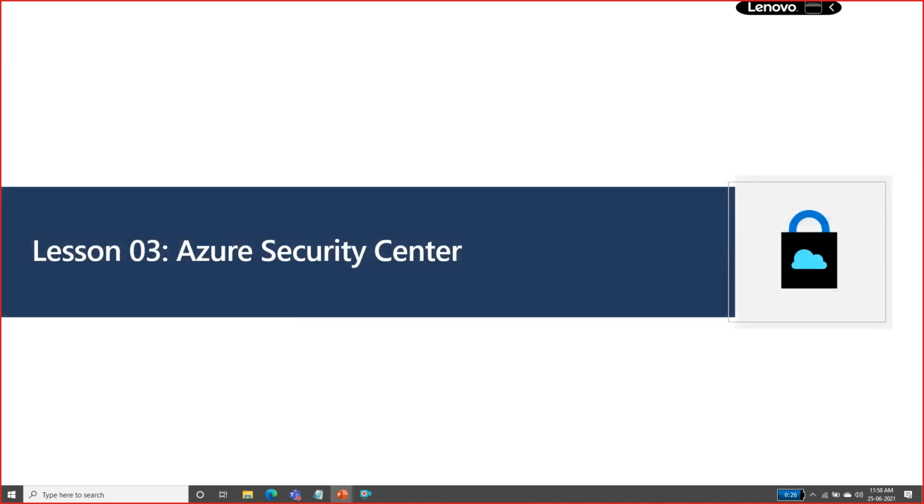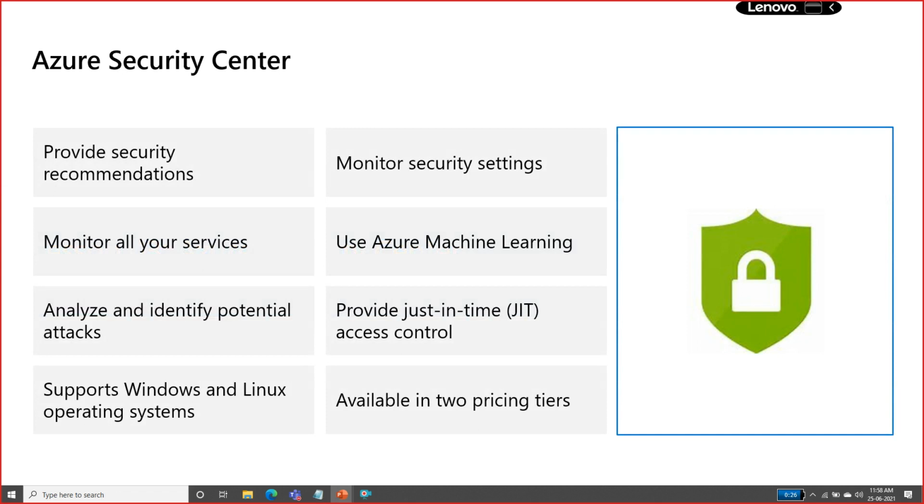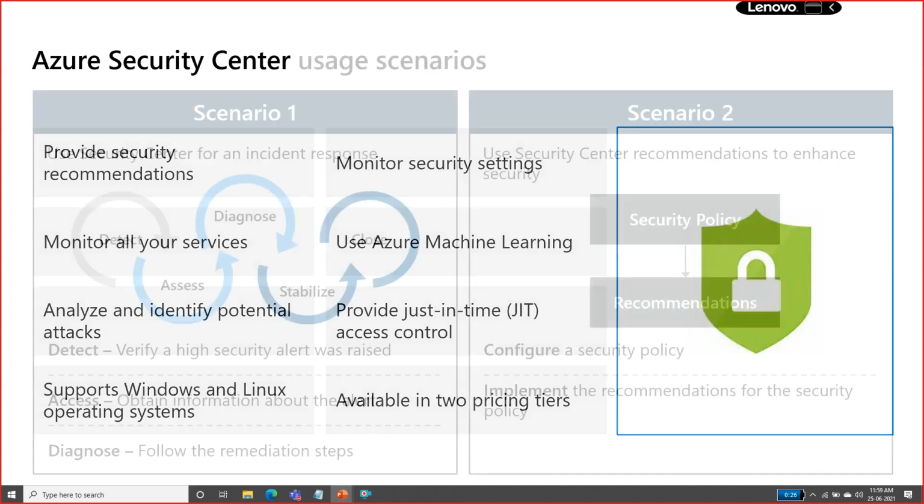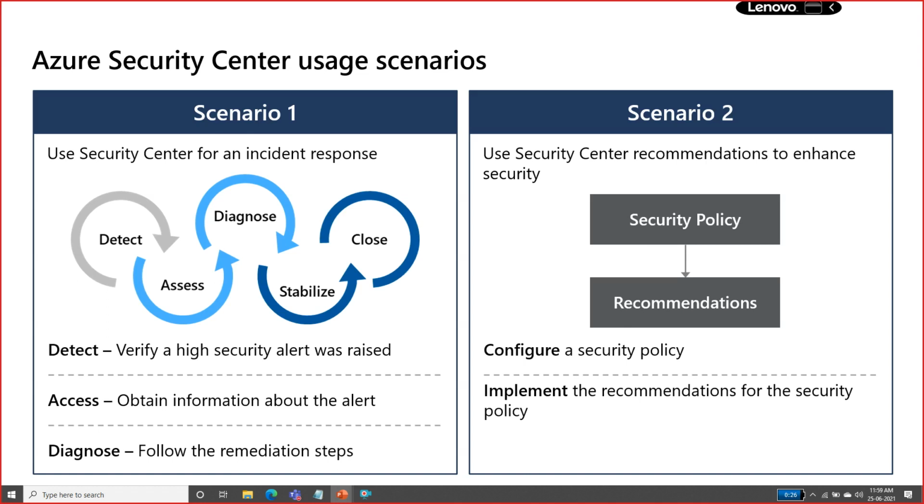There is a service called Azure Security Center, which is part of portal.azure.com. It helps you provide security, monitor security, and analyze potential risks for your application. These things you can do using Azure Security Center. Azure Security Center helps in two scenarios. In one scenario, it detects and assesses the issues, and then diagnoses, stabilizes, and closes the issues available in your Azure.